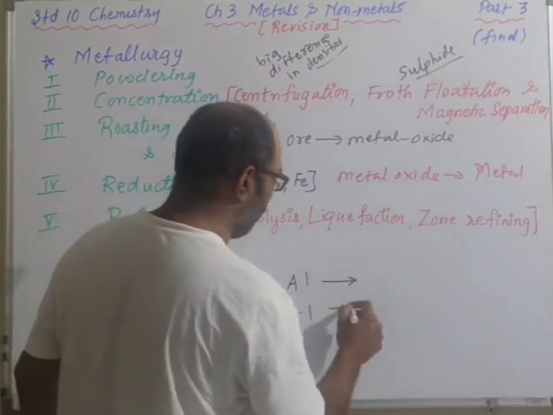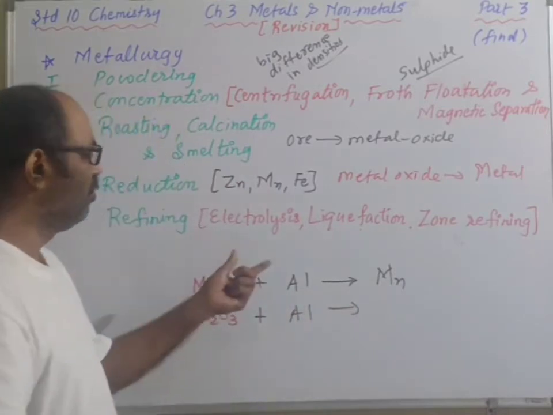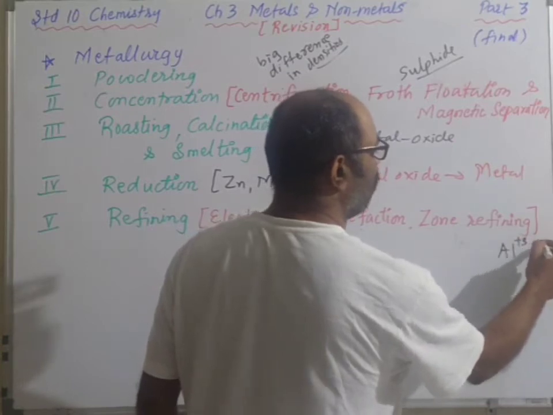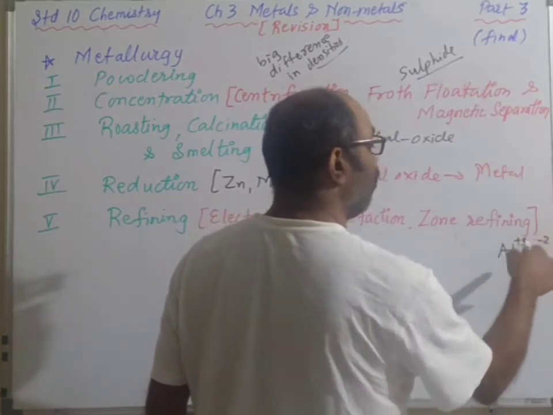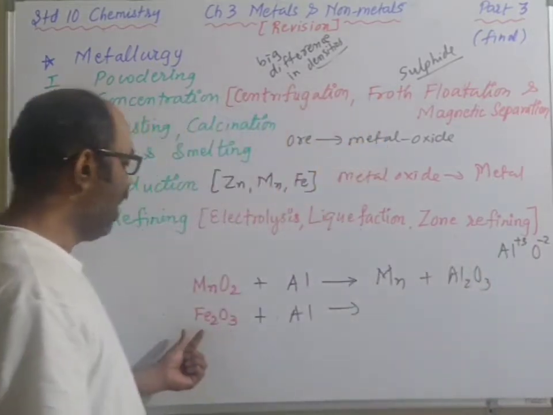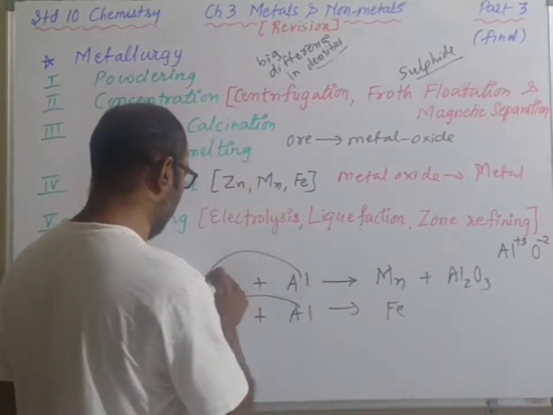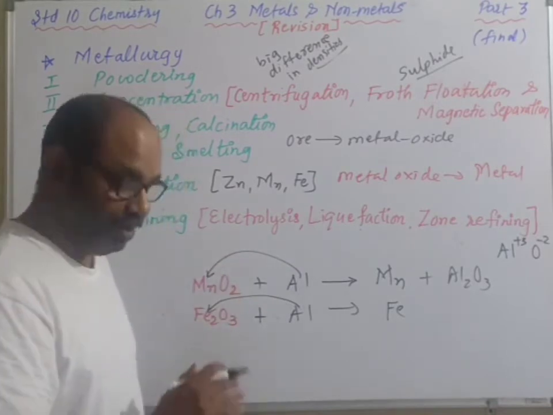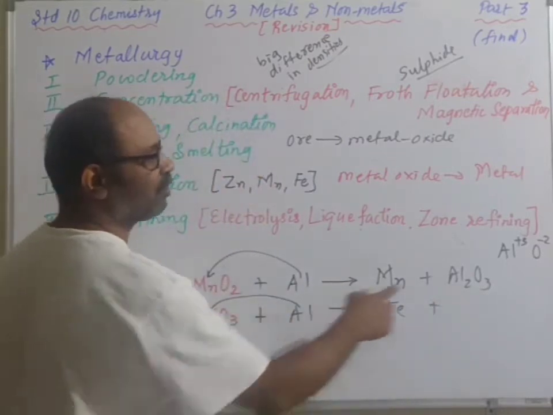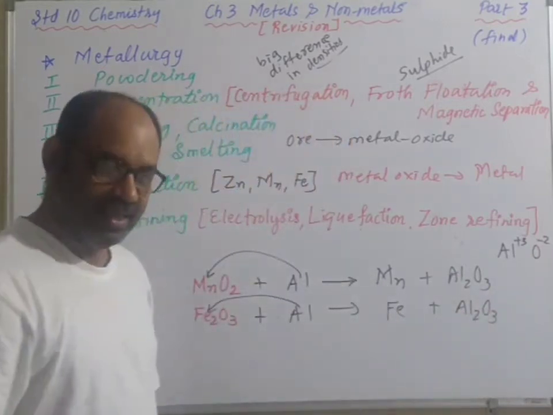So what happens? What is produced? Manganese is substituted by aluminium. So manganese is removed. This is the substitution method. Aluminium oxide will be formed: Al plus 3, O minus 2, so you get Al2O3. Same way, iron is removed here, substituted, because aluminium is more reactive than iron. So substitution reaction takes place. Iron is out and aluminium combines with oxygen producing aluminium oxide, Al2O3. Is that clear, children?